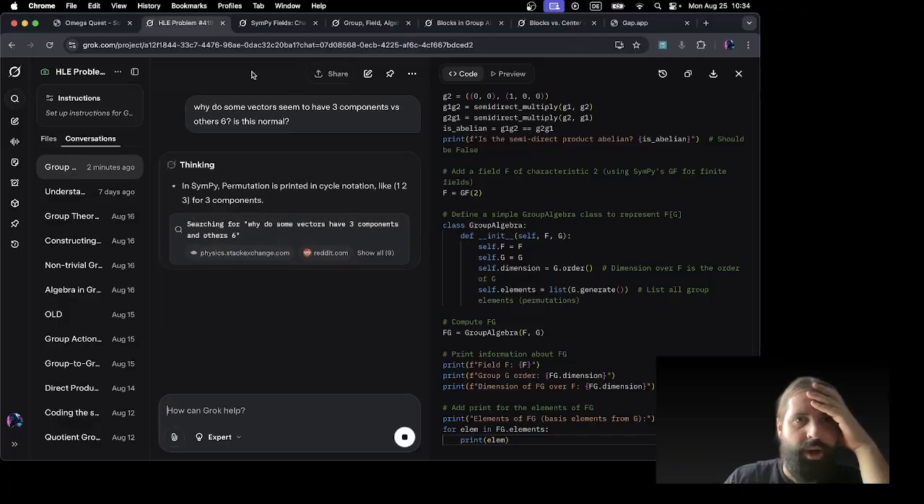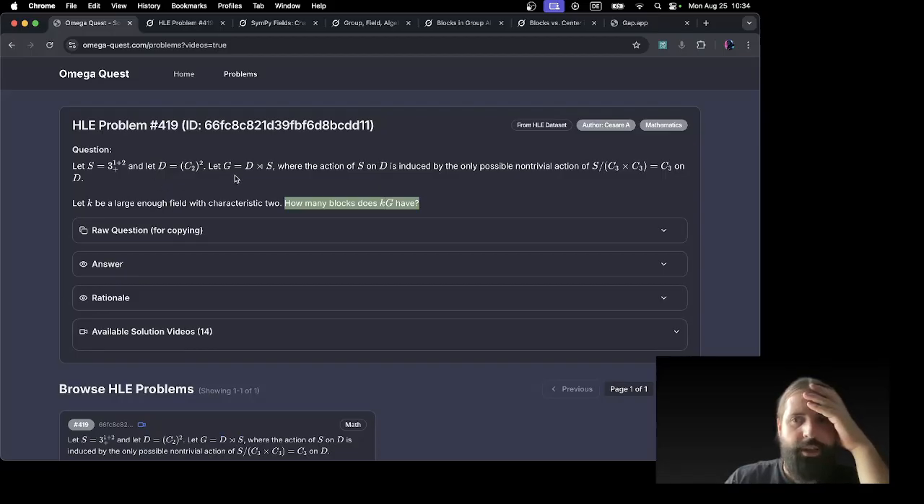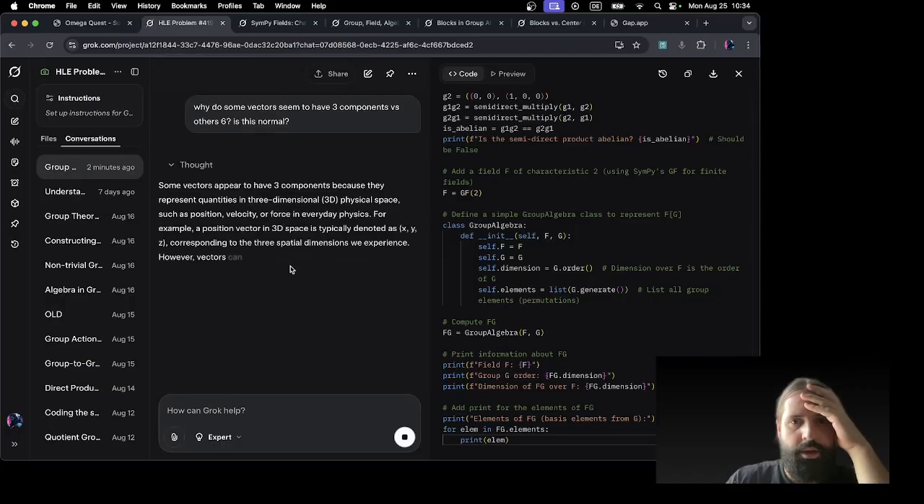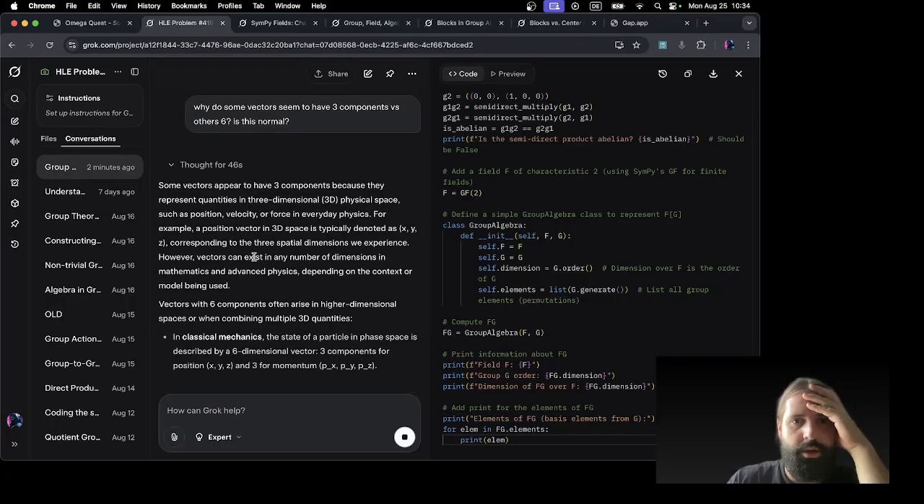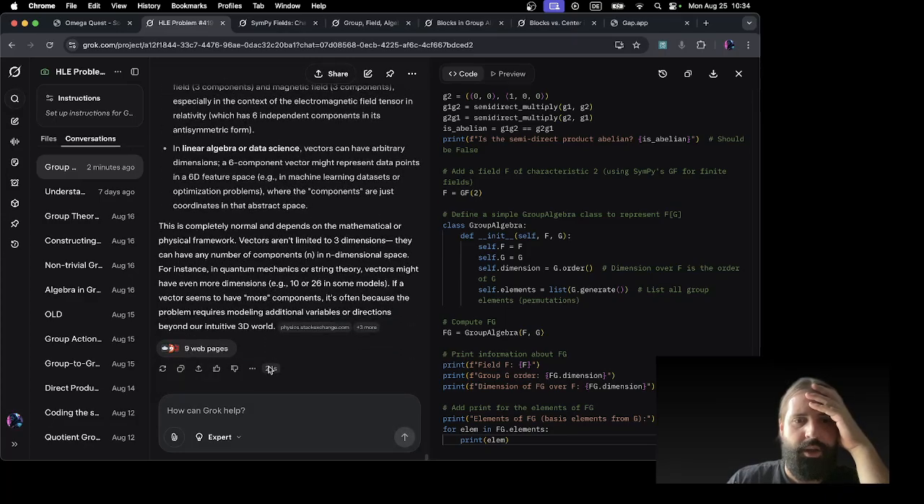See if I can get it to output the right answer, because I know the right answer was 5. When I tried initially just copy pasting these, it got it wrong. I think it said 2 or 3. No, that's the wrong answer. That's not the point. That's not what I meant.